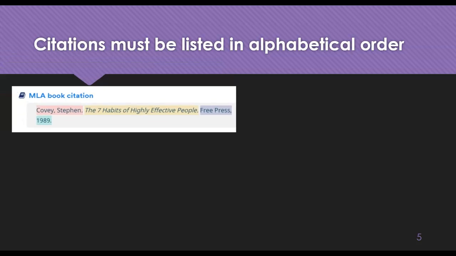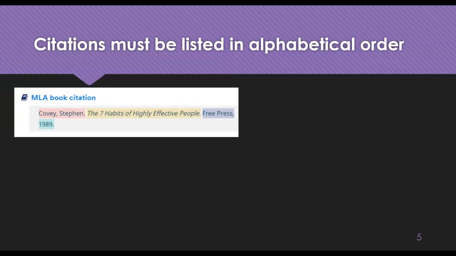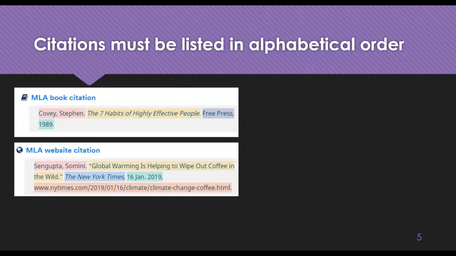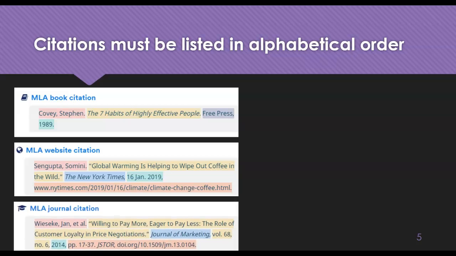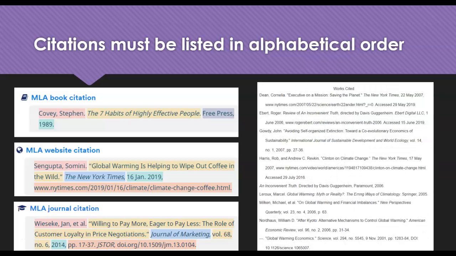So citations must be listed in alphabetical order. So here we're starting with an MLA book citation by Stephen Covey. Next we have a website by Somini Sengupta. And finally we have a journal citation by Jan Wazeski et al. Et al. means that there's more than one contributor, but we're using Jan's name as the premier author. And here's a sample of what your completed works cited would look like. And of course, this is on a document.